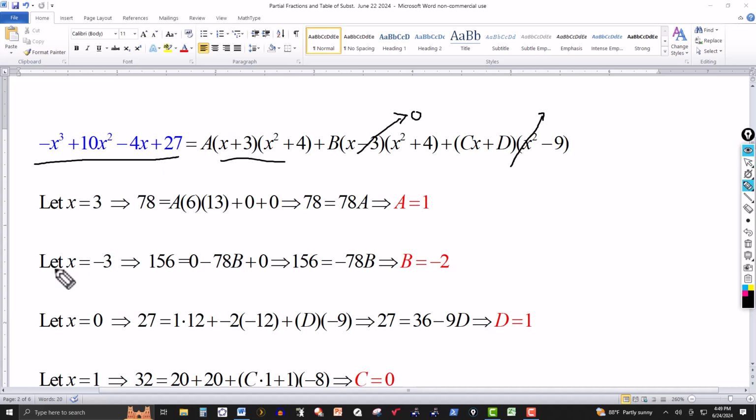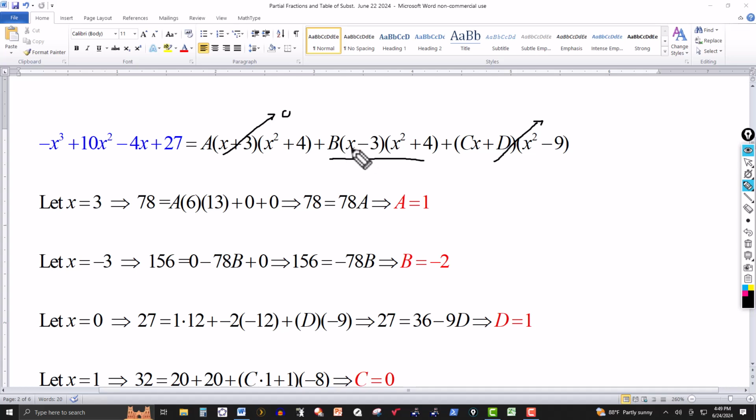Now on the second one, I let x be negative 3. Let me cancel this out here. Pick x to be negative 3. And again, negative 3 for this one here cancels that out to 0. And negative 3 over here, negative 3 squared is 9 minus 9. This goes to 0. So that's just easier with this right here.